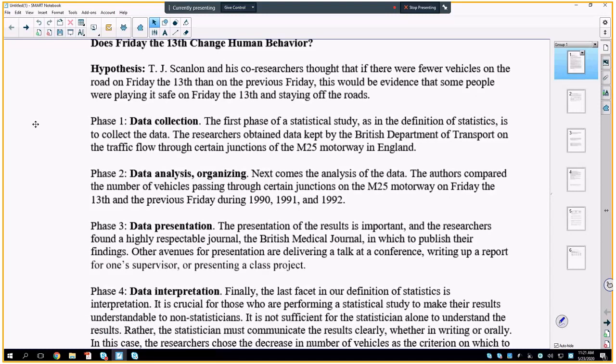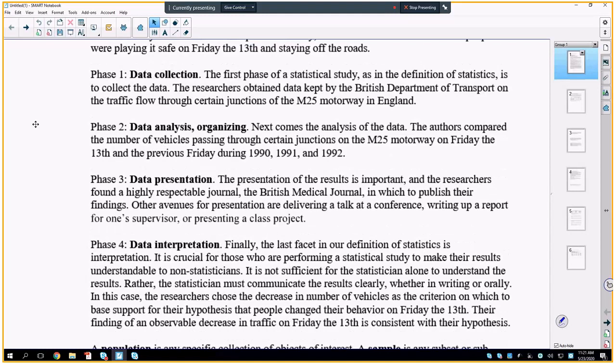The next thing they had to do is to organize and analyze the data. They compared the number of vehicles passing through certain junctions on the M25 motorway on Friday the 13th, and they compared that with the number of cars passing through the junction the previous Friday, and they did this with data from 1990, 1991, and 1992.